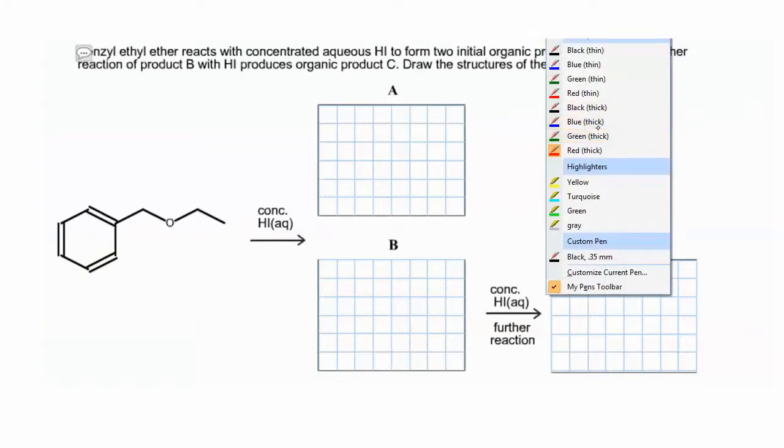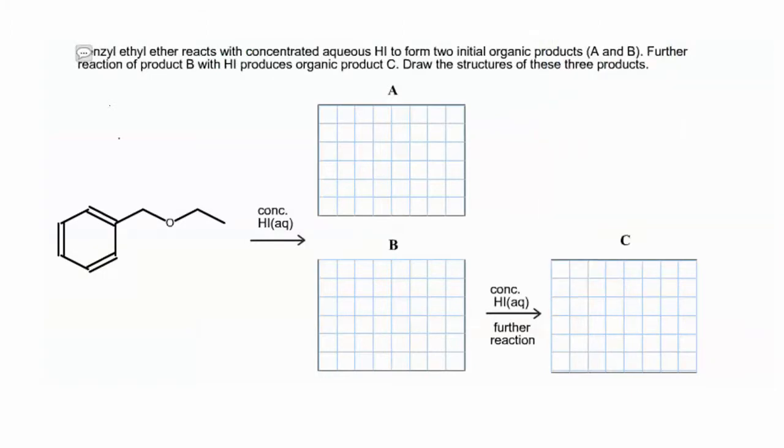Alright, so in this particular problem, we have benzyl ethyl ether, which is this here. It's going to react with concentrated aqueous HI, that's what we have here. So we're going to get some protonation occurring to form two initial organic products, A and B. Furthermore, reaction of B with HI produces organic product C. Draw the structures of these three products.